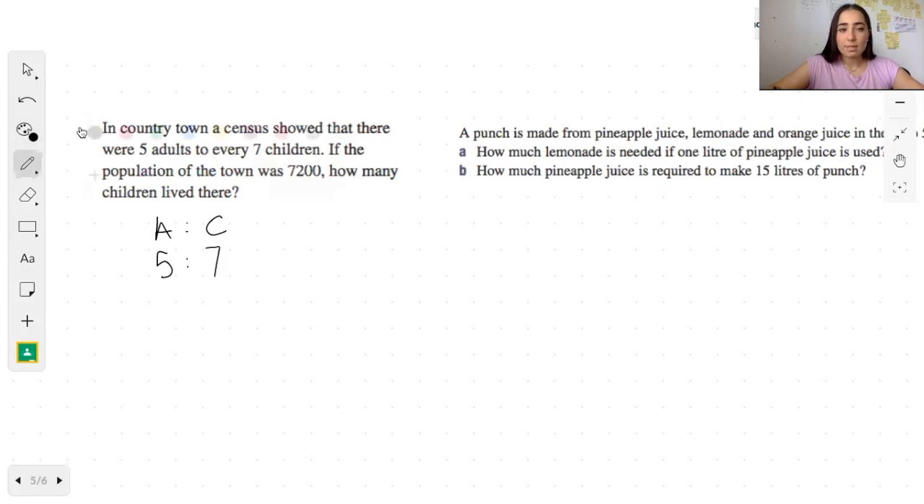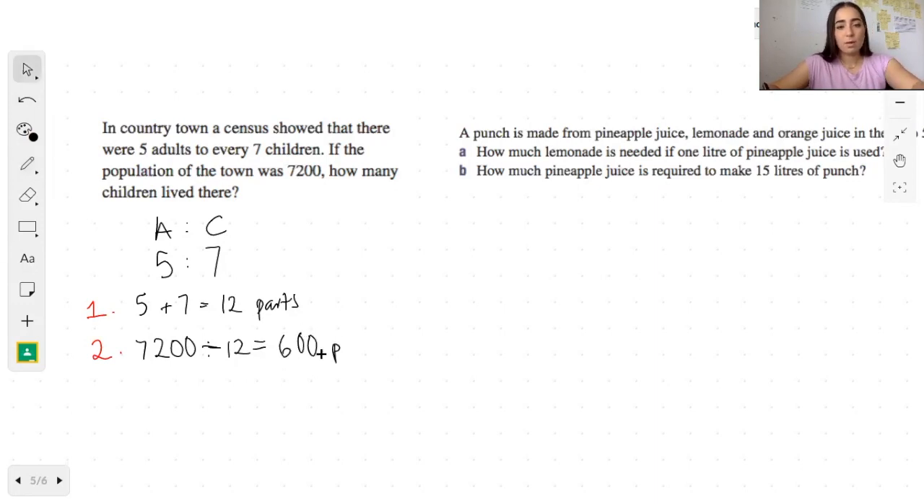So we're going to apply the same steps. We're going to start with step 1. We're going to add each number in the ratio to find the total number of parts. Then you're going to take the total quantity, which in this case is 7,200. You're going to divide it by the number of parts. So that gives you 600. So that means that 1 part equals 600 people.